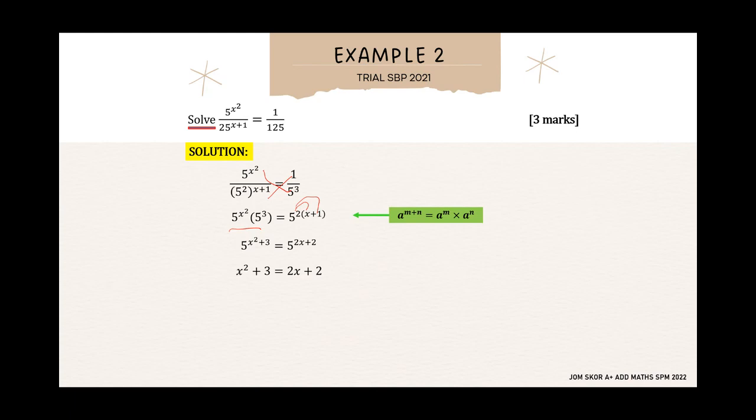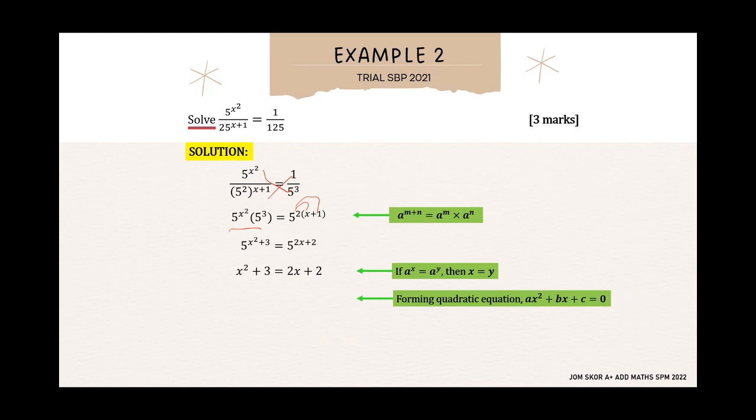Right. Nampak tak power tertinggi sekarang berapa? Power tertinggi adalah 2. Jadi kita nak forming quadratic equation. Okay. Macam mana kita nak form quadratic equation? Kita nak form dalam ax square plus bx plus c is equal to 0. Jadi kita akan dapat x square plus 3 minus 2x minus 2 is equal to 0. Kita ada quadratic equation. Kita simplify dulu. Kita akan dapat x square minus 2x plus 1 is equal to 0.